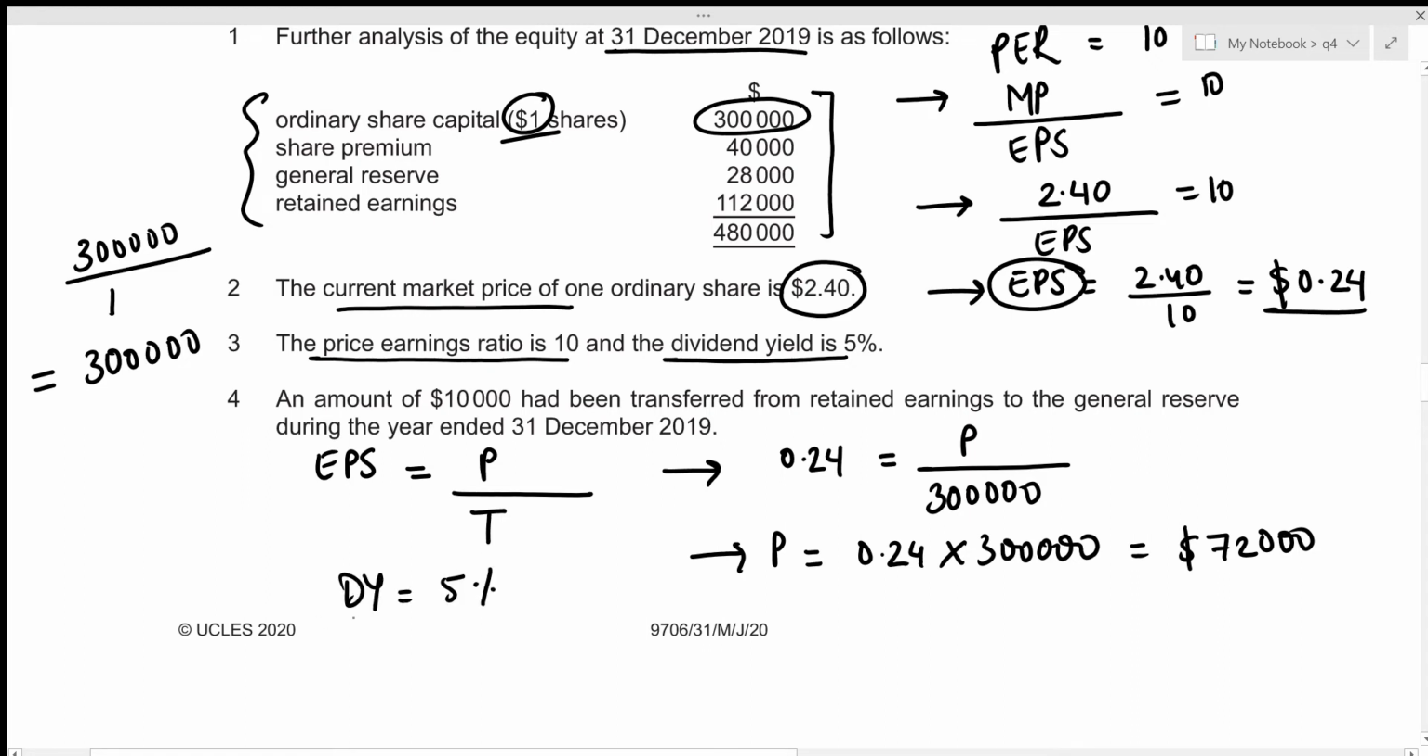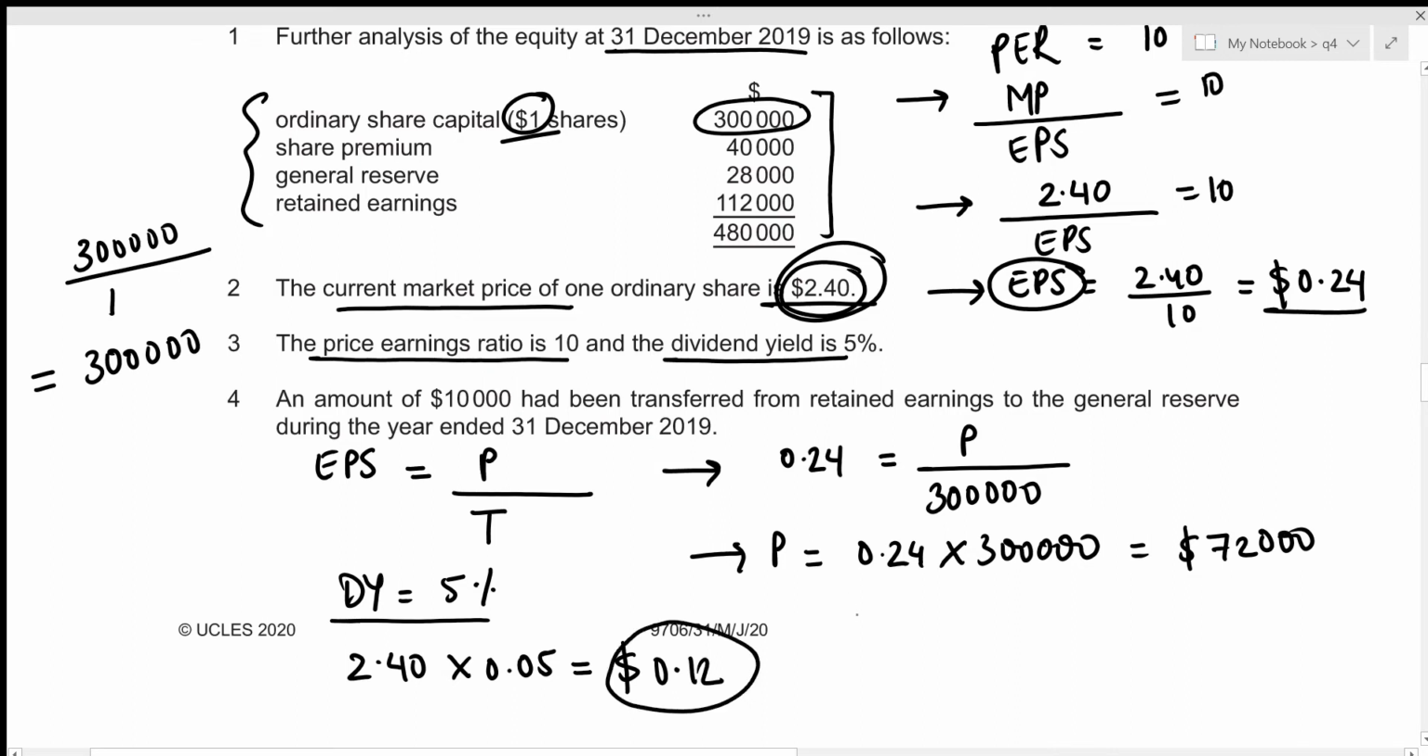And we know that dividend yield of 5% means that 5% of the current market price of ordinary share is given to the shareholders as a dividend. So let's figure out the 5% of our current market price. So that's 2.40 times 5%, which you can write down as 0.05. So this gives our dividend per share to be 2.40 times 0.05, which results in the value of 0.12. And this is the dividend per share.